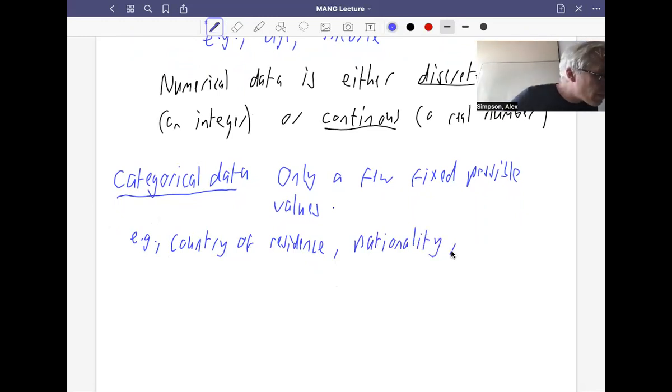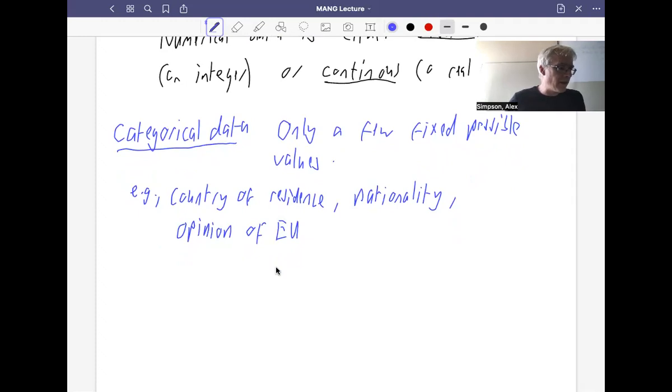And another example of categorical data is the opinion of the EU, where there were exactly 7 possible answers, ranging from very negative to very positive. So there were the 7 different possible answers of this.